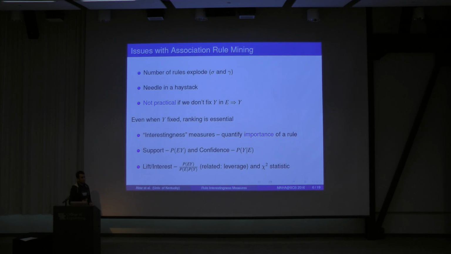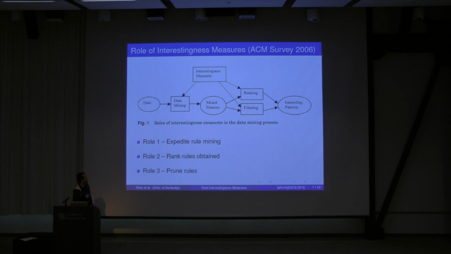Even if we fix Y as depressive disorder, we need to rank the rules according to some measurements. This can be support, confidence, lift, chi-square, and we have more. Okay, so how do these interestingness measures work in association? You can put measures in the data mining section.